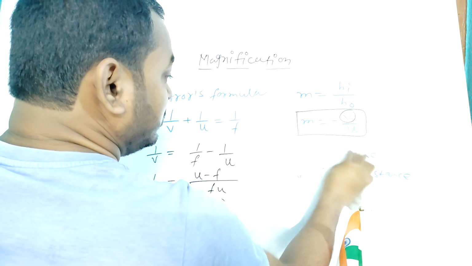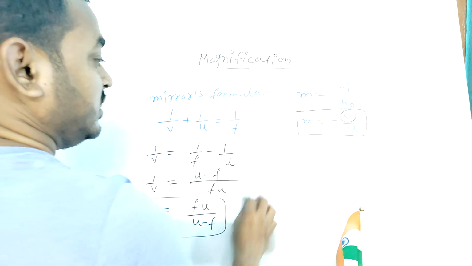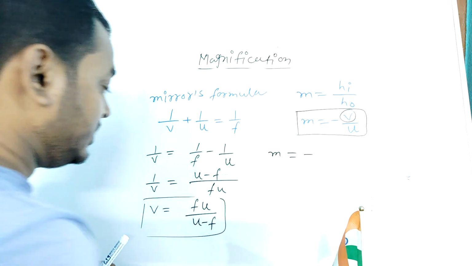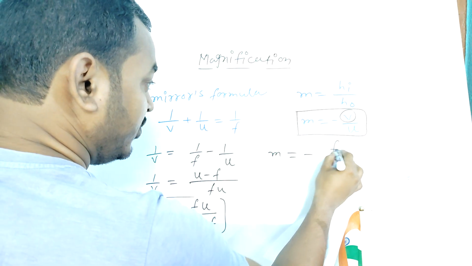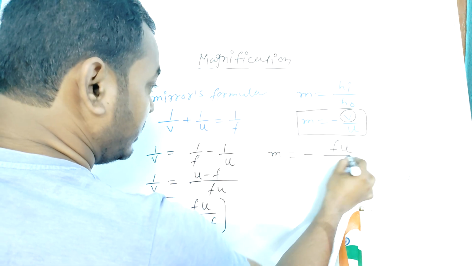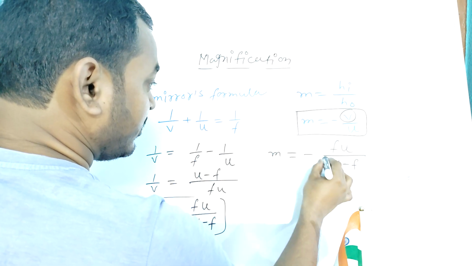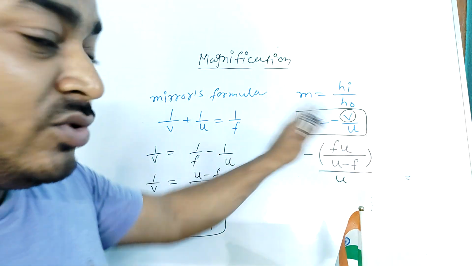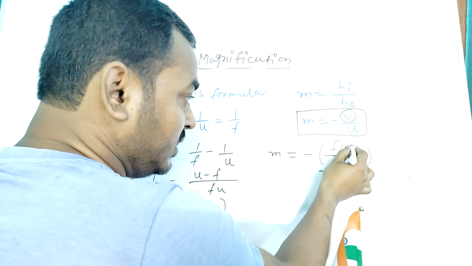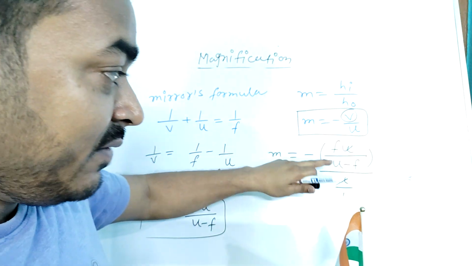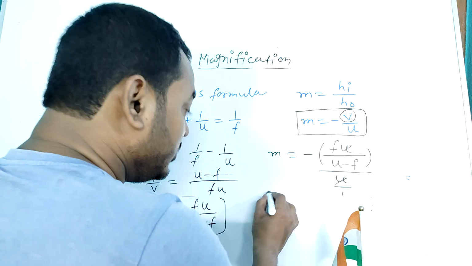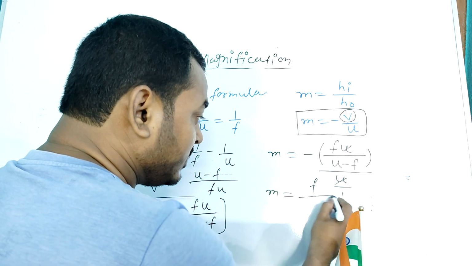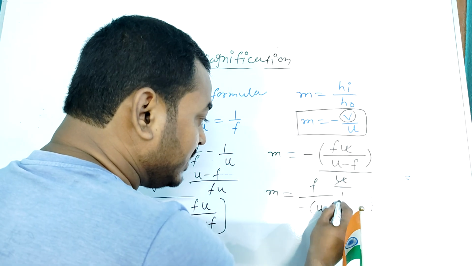So after substituting, now M is equal to minus, as it is, v which is fu divided by u minus f, divided by u. So these u cancel, because it is u by 1. Here u cancels, that is f by u minus f with minus. So now absorb this minus over here. You can write f by minus of u minus f.